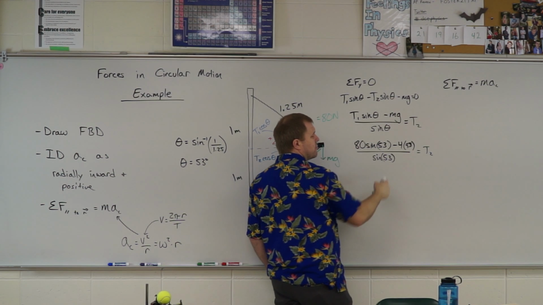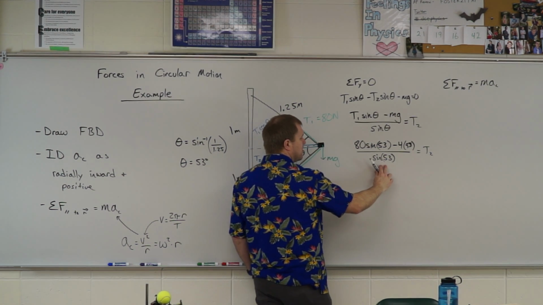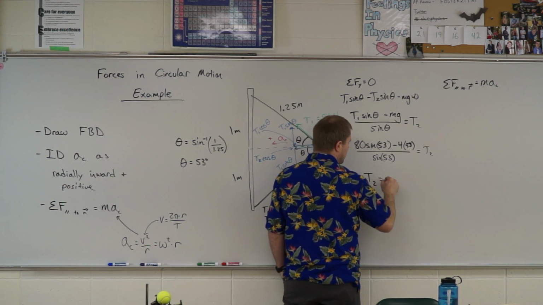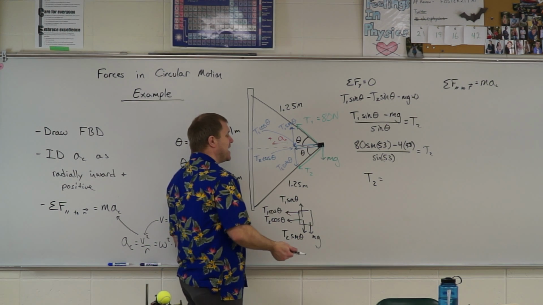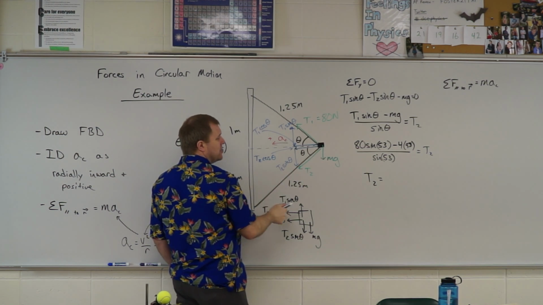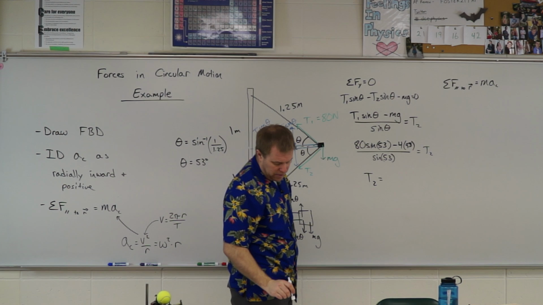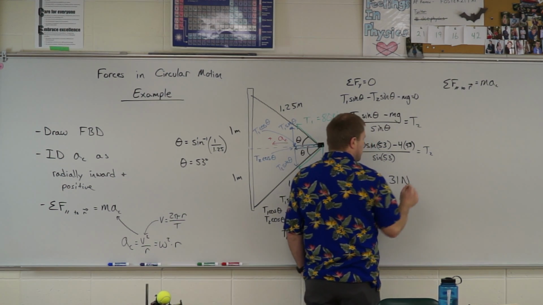These sine of 53s do not cancel. If you want to do something like that, you do have to distribute that sine 53 to both of the top terms. For T2, we should get a value less than 80 because remember the 80 is not only making it go in a circle just like T2 is, but 80 is also supporting that mg. And when we type that into our calculator, we get 31 newtons.